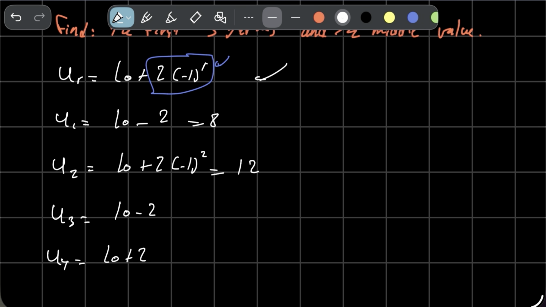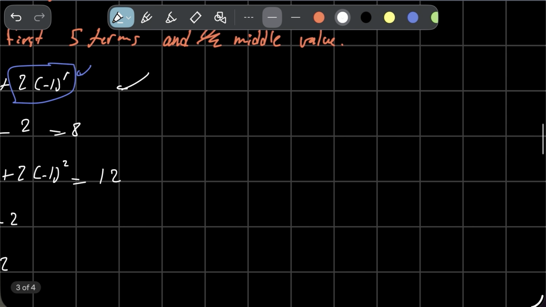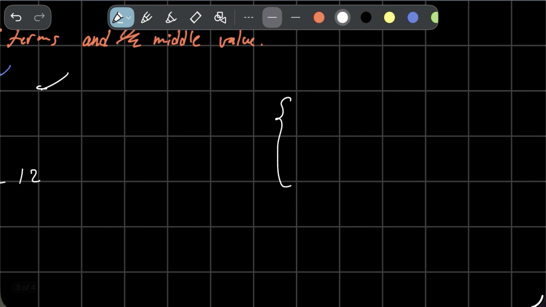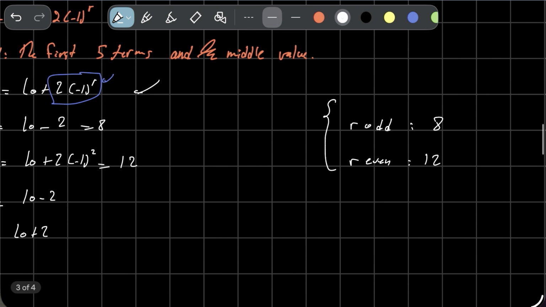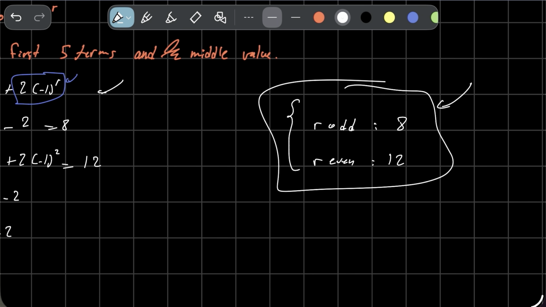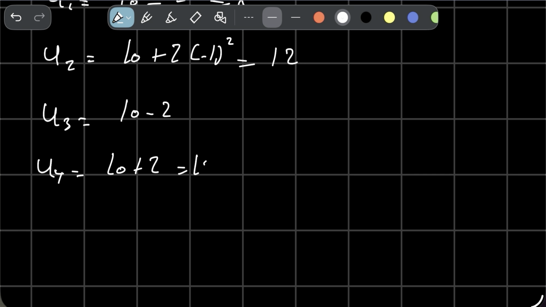Since this is oscillating, we don't have to manually put r equals an even number or an odd number each time. You can just make a discussion. Okay, we can make a discussion: r odd, r even. If r is odd, it will be 8. If r is even, it will be 12. So you put it on scratch just to save time. Okay, and so we have u4 equals 12, u5 equals, this is odd, therefore it is 8.